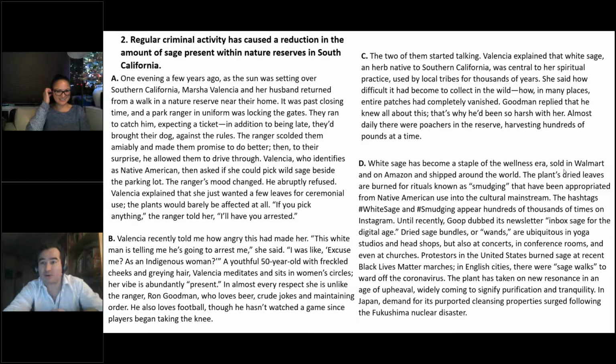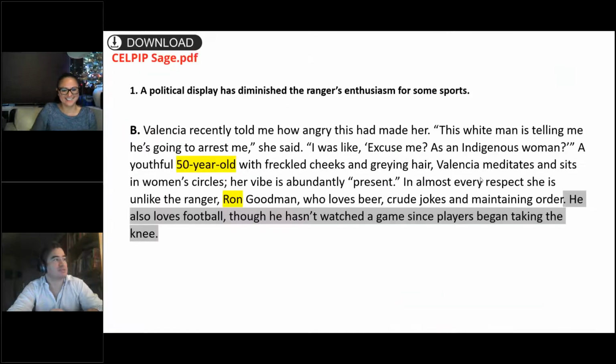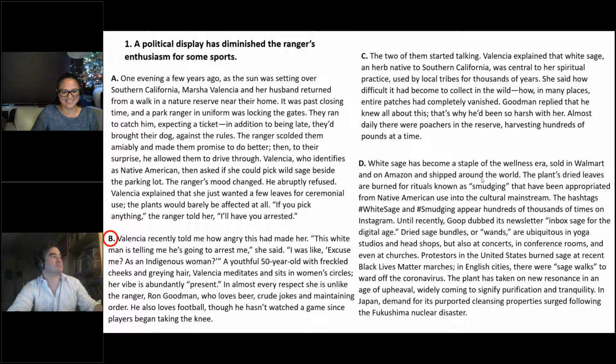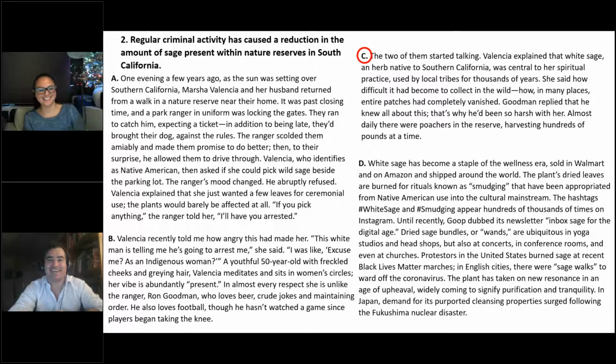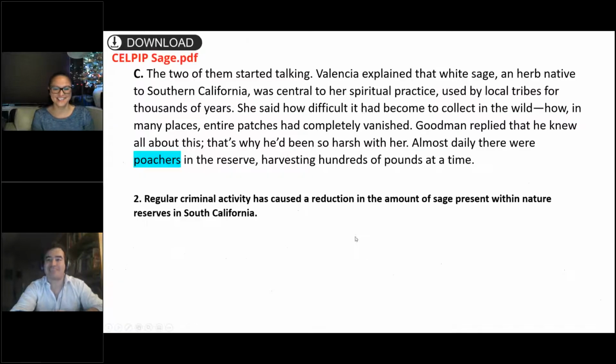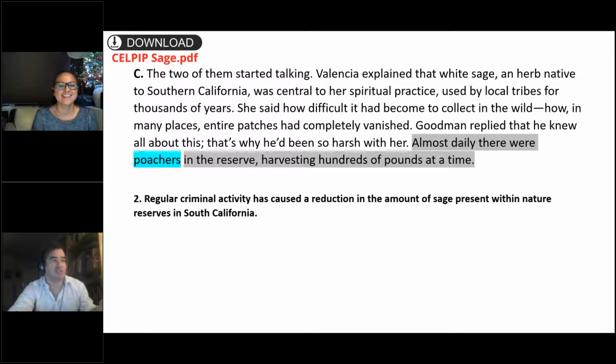It's going to be paragraph... Do we get a majority? Oh, we have a few. I like how they put, I think it's C. Without further mystery, it's going to be C. So there it is. It says almost daily, there were poachers in the reserve harvesting hundreds of pounds at a time. Very good. Somebody actually put the correct information there. Excellent. Okay, let's keep going.